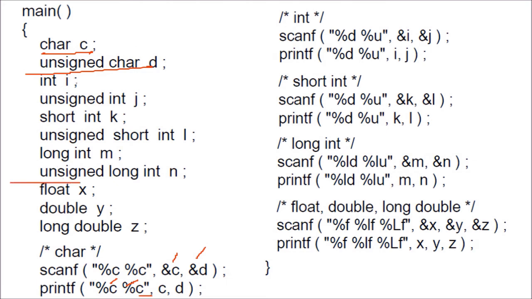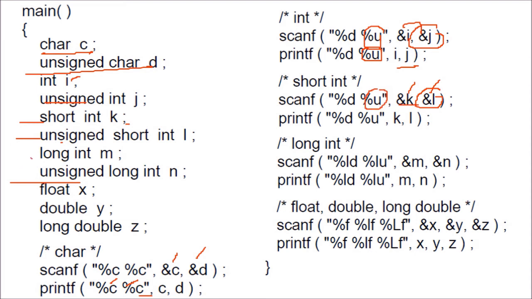Integer. You are scanning the values I and J. But whenever you are taking the value of J, this is an unsigned integer, so you have to take it with %u, right? And whenever you are printing J also, you have to print it with %u. This is unsigned. Now let us come to short. Again, you are going to take K and L. L is unsigned short, so you have to take it with %u. K will remain %d.